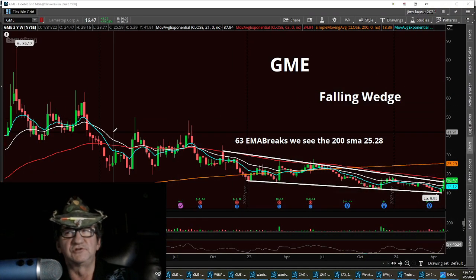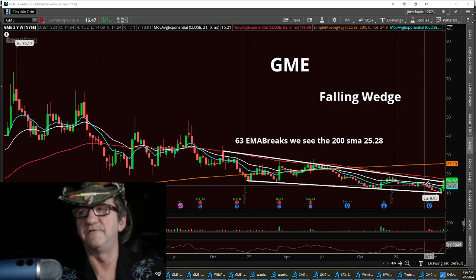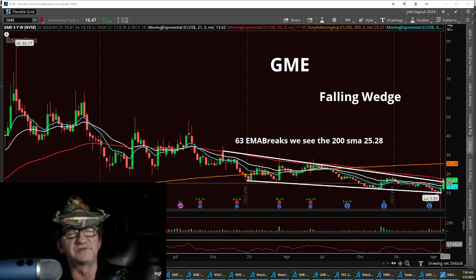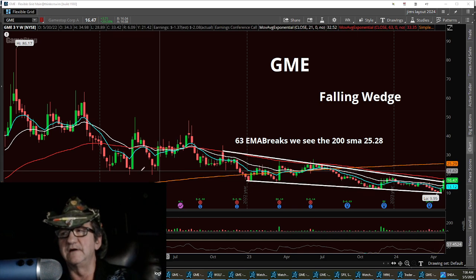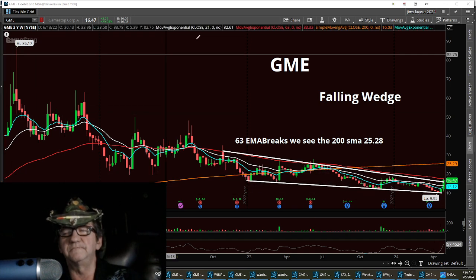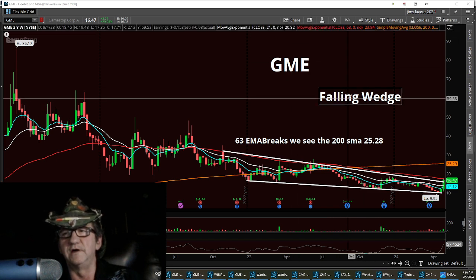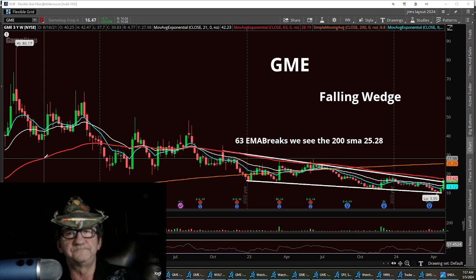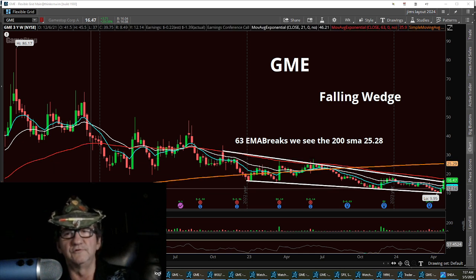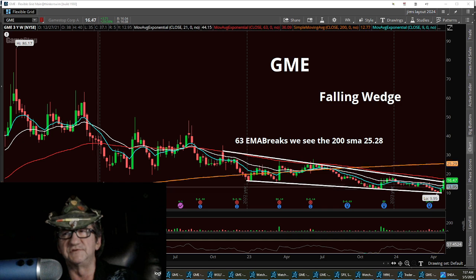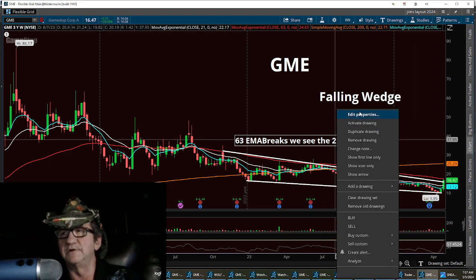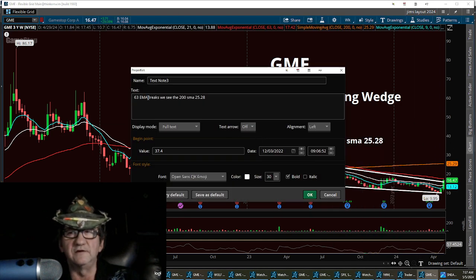So this is the chart. We're producing a falling wedge and we're starting to squeeze out of it. Now we've got leading indicators on this chart. This is the weekly time frame of GME with a falling wedge. The red line is the 63 EMA and this one's the 200 SMA. I'm going to get in here and fix this because I'm kind of anal about my spaces.